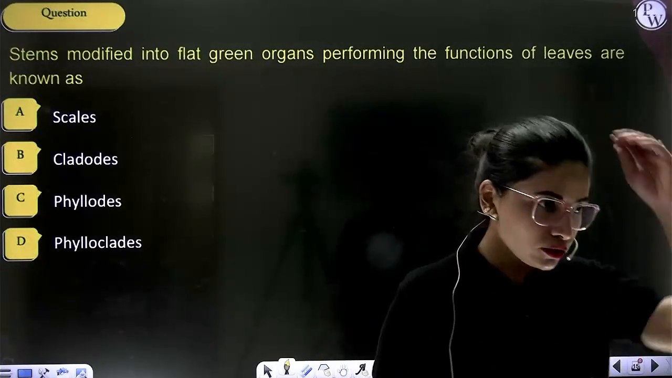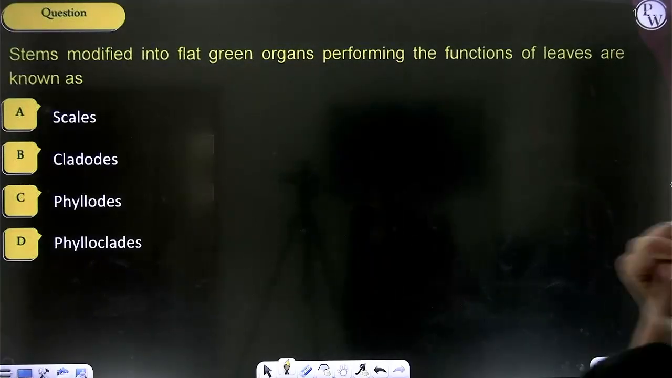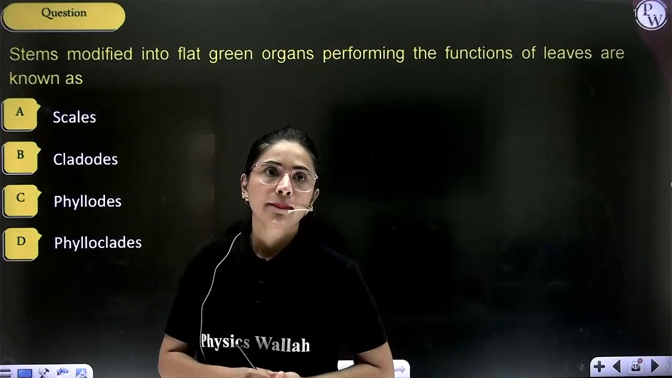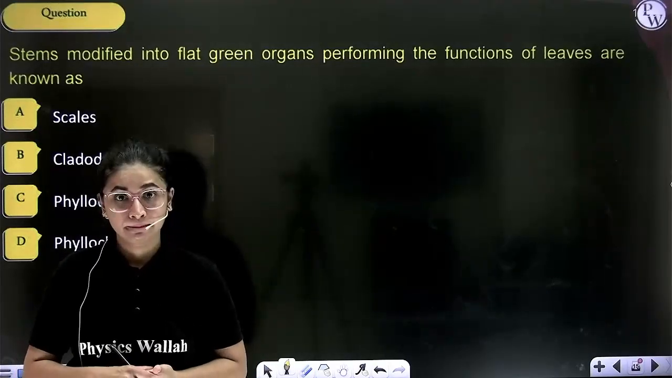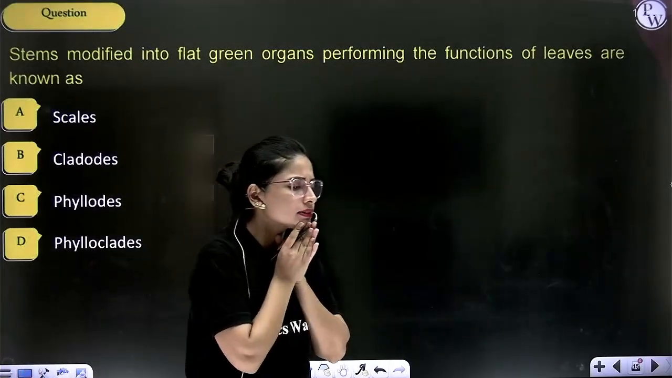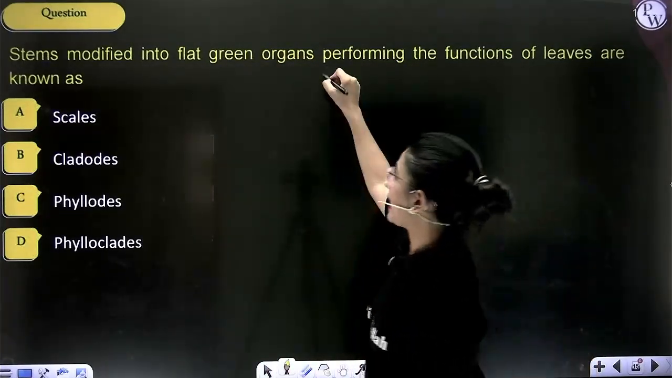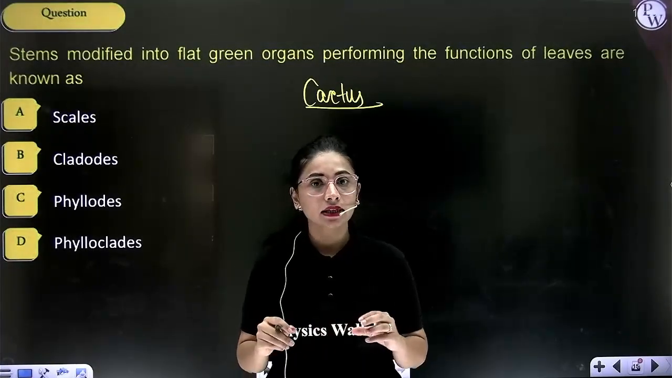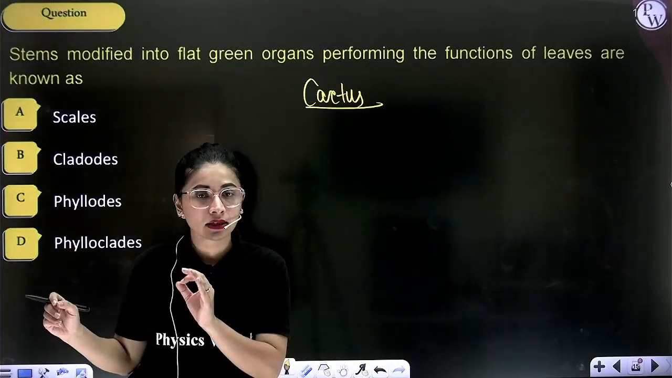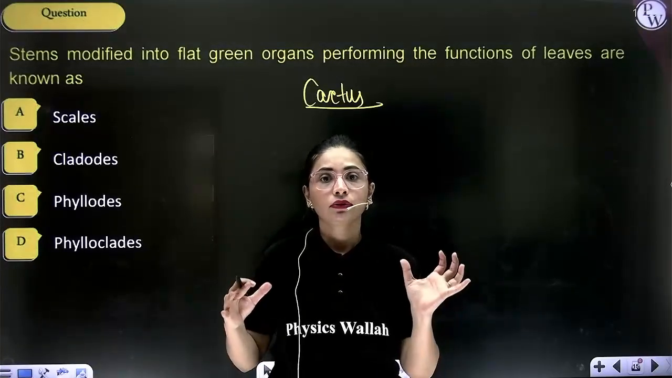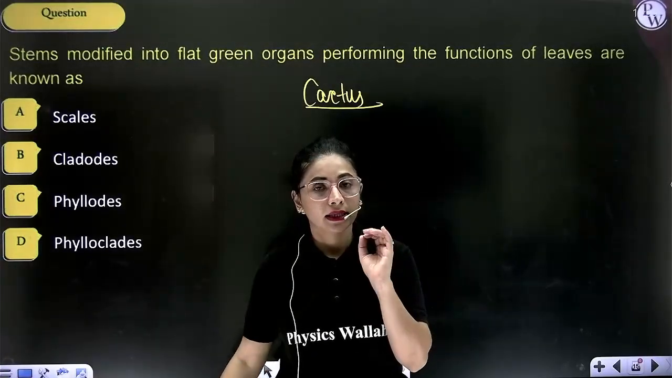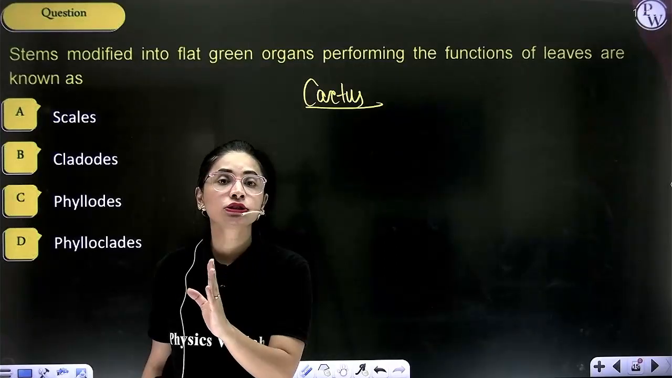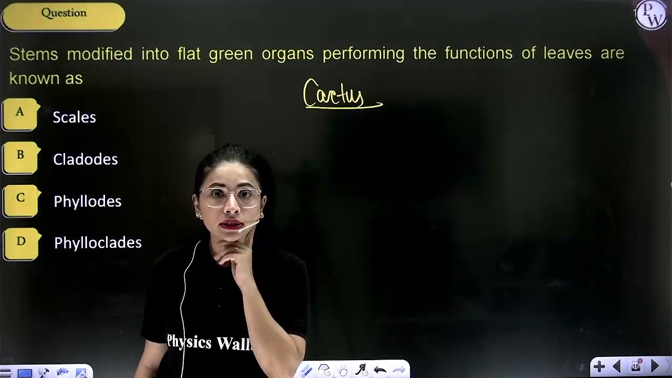Clear? Any student having any confusion over here? If not, then let's proceed to the next. Stems modified into flat green organs performing the function of leaves are known as. Before I discuss this question, are you all aware of xerophytic plants like cactus? These are xerophytic plants where water is scarce. As a result, their leaves transform into spines so that there is no loss of water due to transpiration. But there is a problem associated with it. And what is that problem? If leaves are transformed into spines, then who will perform photosynthesis?